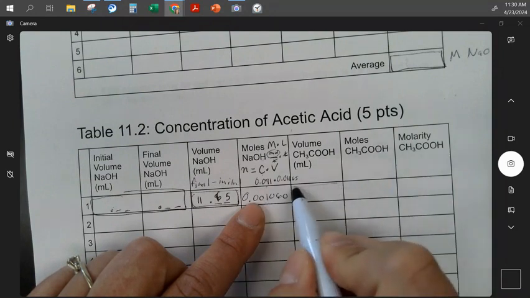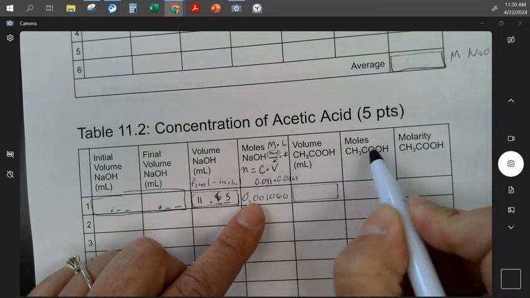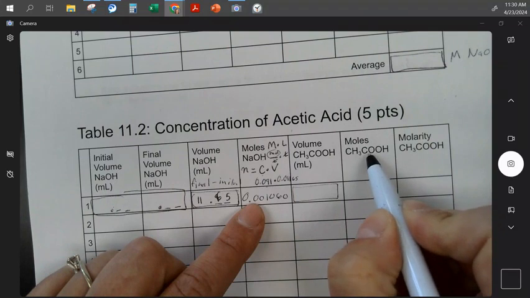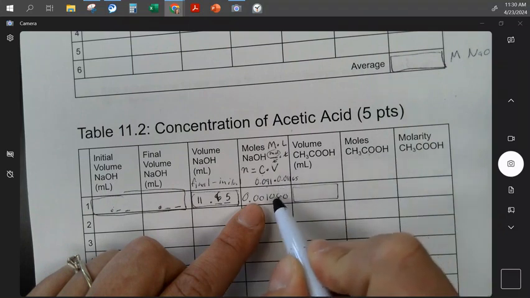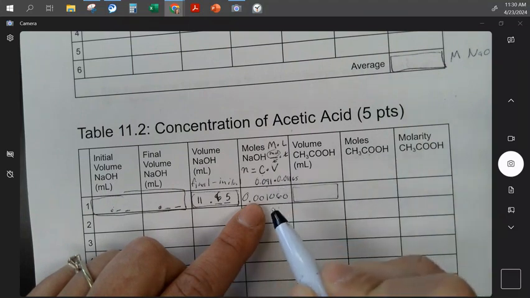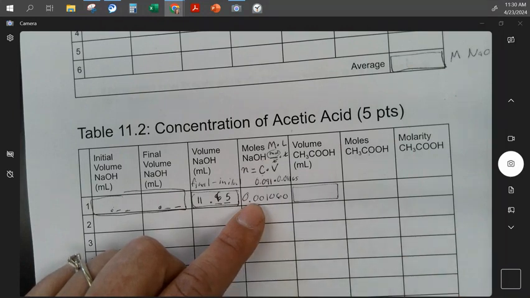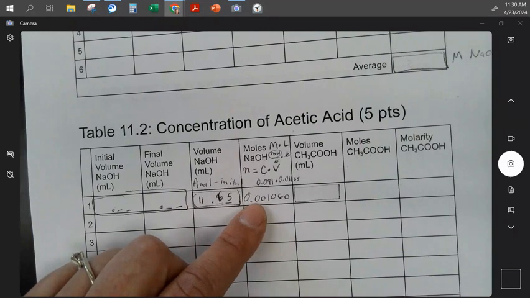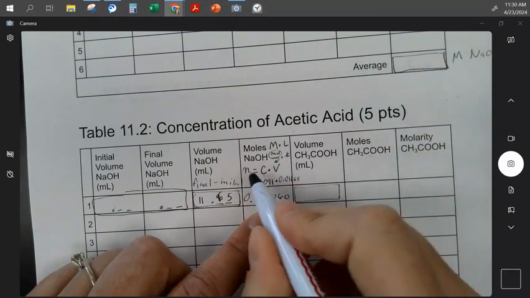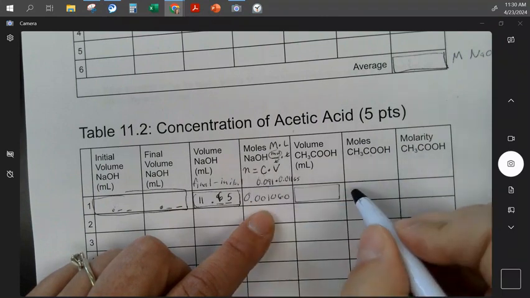Okay, let's come back to this box. This one's tricky. Moles of acetic acid equals moles of sodium hydroxide. This acid is monoprotic, so that means it's a 1-to-1 ratio. Not all acids are 1-to-1, so if you do a different titration, you need to check. This one's 1-to-1, so for every sodium hydroxide, I have a vinegar.